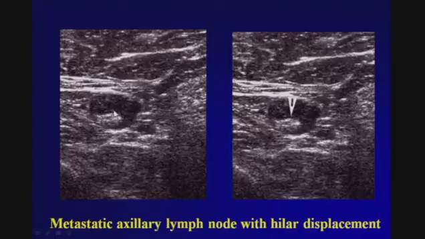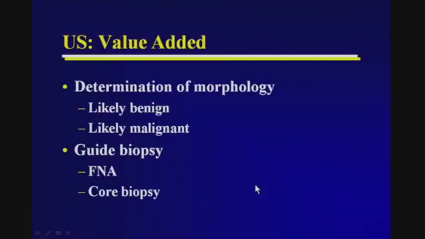Another example here, we have this area where the cortex is expanded and the hilum is displaced here, metastatic axillary lymph node. So ultrasound really does provide some added value in determining the morphology. We can determine if the lymph node is likely benign or malignant, and also this can help us to guide biopsy. It would be FNA, for example, if you had good cytology support.